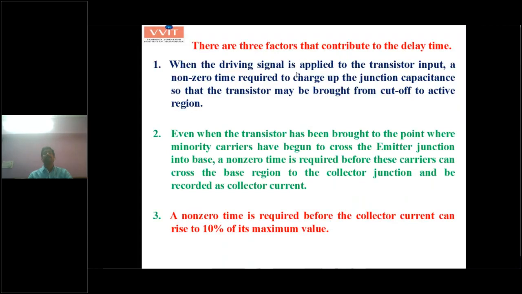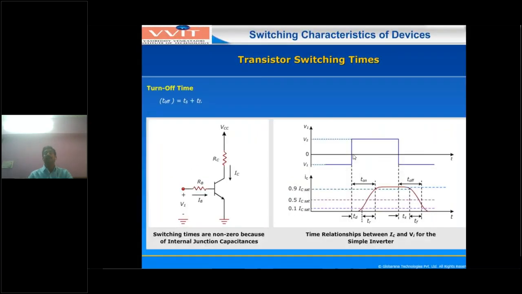These are the three regions. The driving signal, the input signal, is applied at the transistor base. A non-zero time is required to charge up the junction capacitance. That means the base-emitter junction also has a junction capacitance, so this capacitor must be charged, and it will require some time. That's why when you apply the input at T equal to 0, the collector current does not appear.